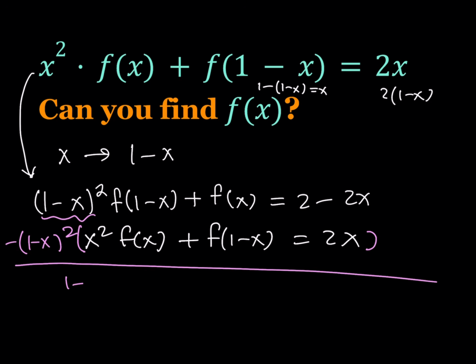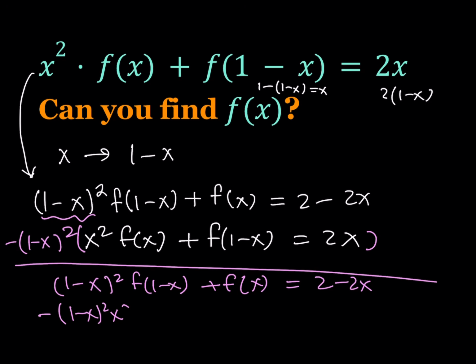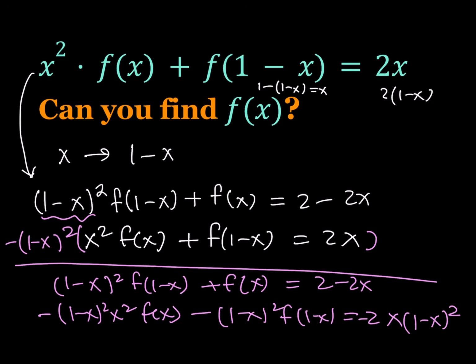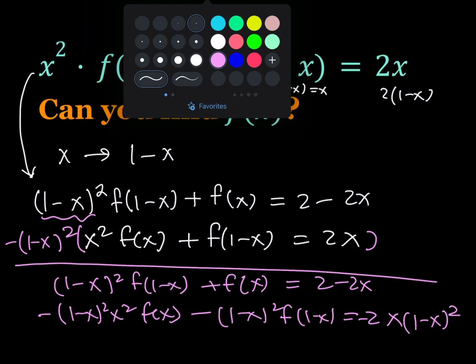We get 1 minus x quantity squared times f of 1 minus x plus f of x. I'm just copying the first one. And the second equation is going to give me negative 1 minus x quantity squared times x squared times f of x minus the quantity 1 minus x squared times f of 1 minus x. And that equals 2x. Of course, that's multiplied by that, so it's going to be negative 2x times 1 minus x quantity squared. Alrighty? So now when we add these two equations side by side, certain things cancel out.